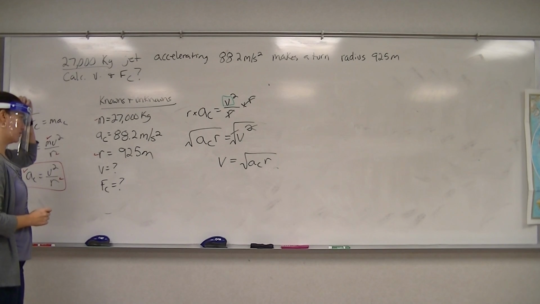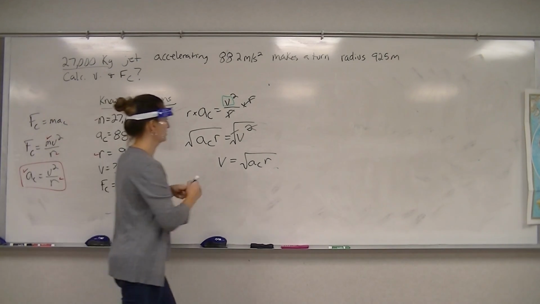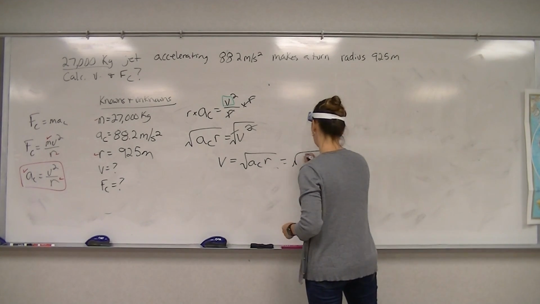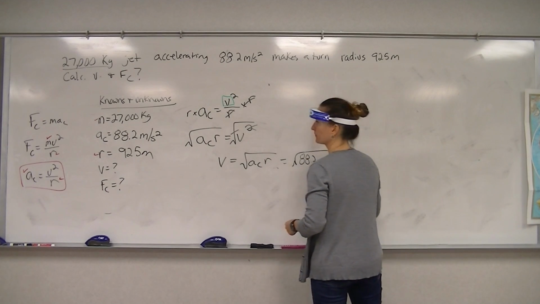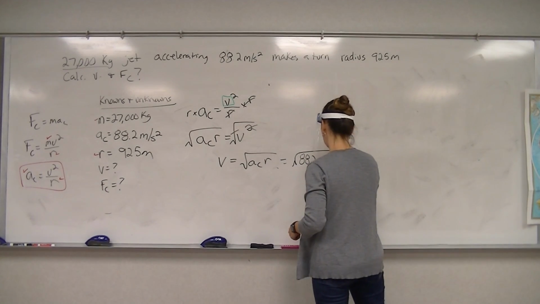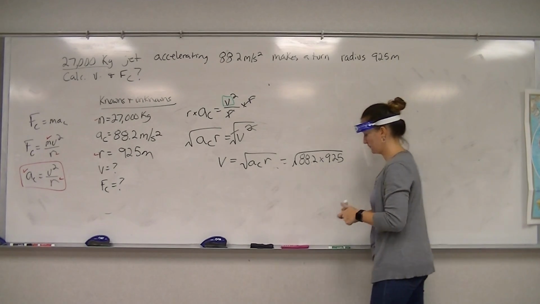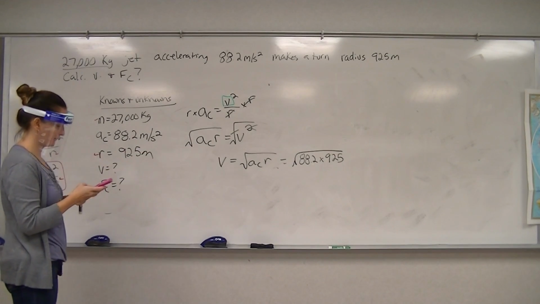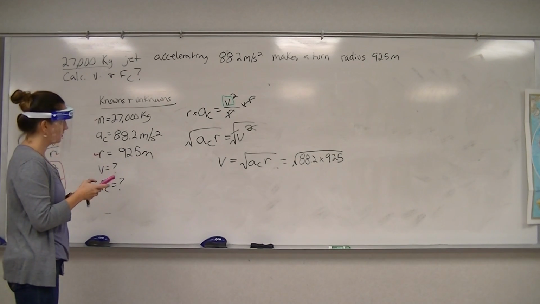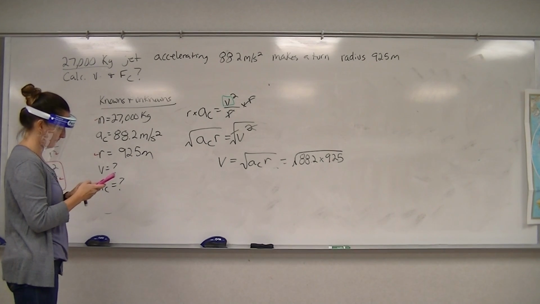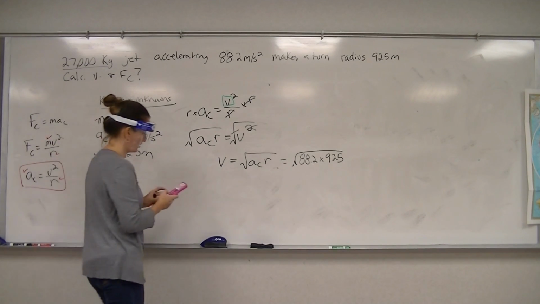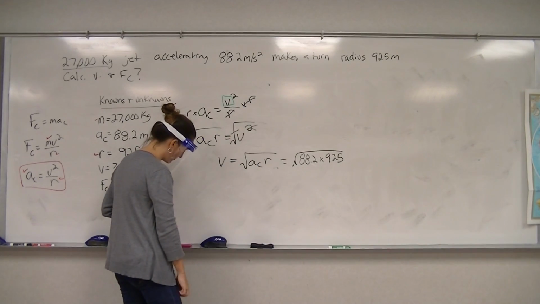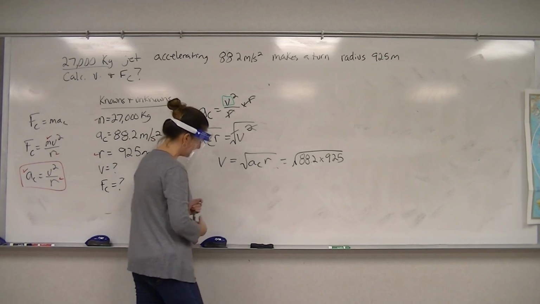So my rearranged equation, there, now I can plug in. A sub c is 88.2. Radius is 925. Using those two numbers is how I'll figure out how many sig figs to report my answer in. So I have 3 sig figs, and then 3 sig figs there, so 3 in my answer, for an answer of 286.